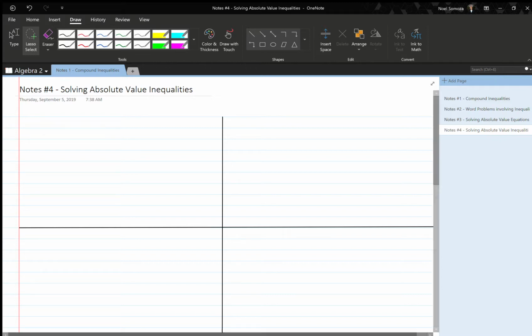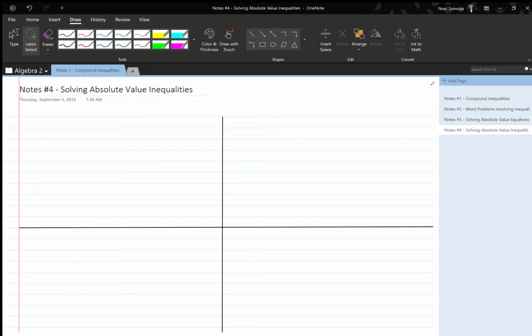We're looking at absolute value inequalities. This is going to be the blend of what we learned last time, the absolute value equations, and the compound inequalities that we learned about a week ago. So we're putting them together and we're solving these kind of crazy looking things as absolute value inequalities. This should be brand new.